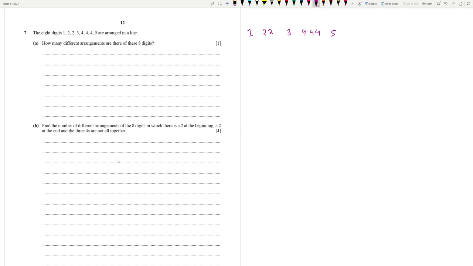They're arranged in a line. So we have 8 numbers in total. That's 8 factorial divided by 2 repetitions and 3 repetitions over here. So 2 factorial times 3 factorial, which gives us an answer of 3360. Great. Next, find the number of different arrangements of the 8 digits in which there is a 2 at the beginning, a 2 at the end, and the 3 4s are not all together. This specific wording is so important because this means that 2 can be next to each other, but not 3 altogether, okay?